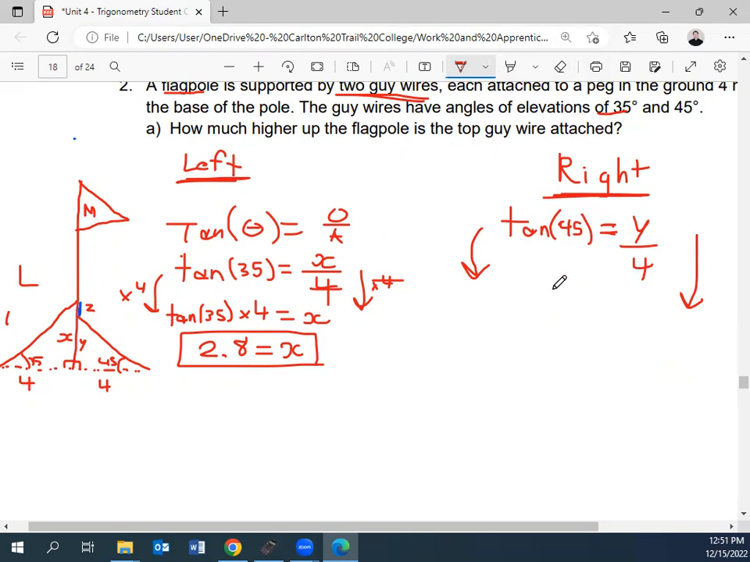I multiply by 4 in this case. So times both sides by 4. And I'm going to get tangent of 45 times 4 is equal to y.